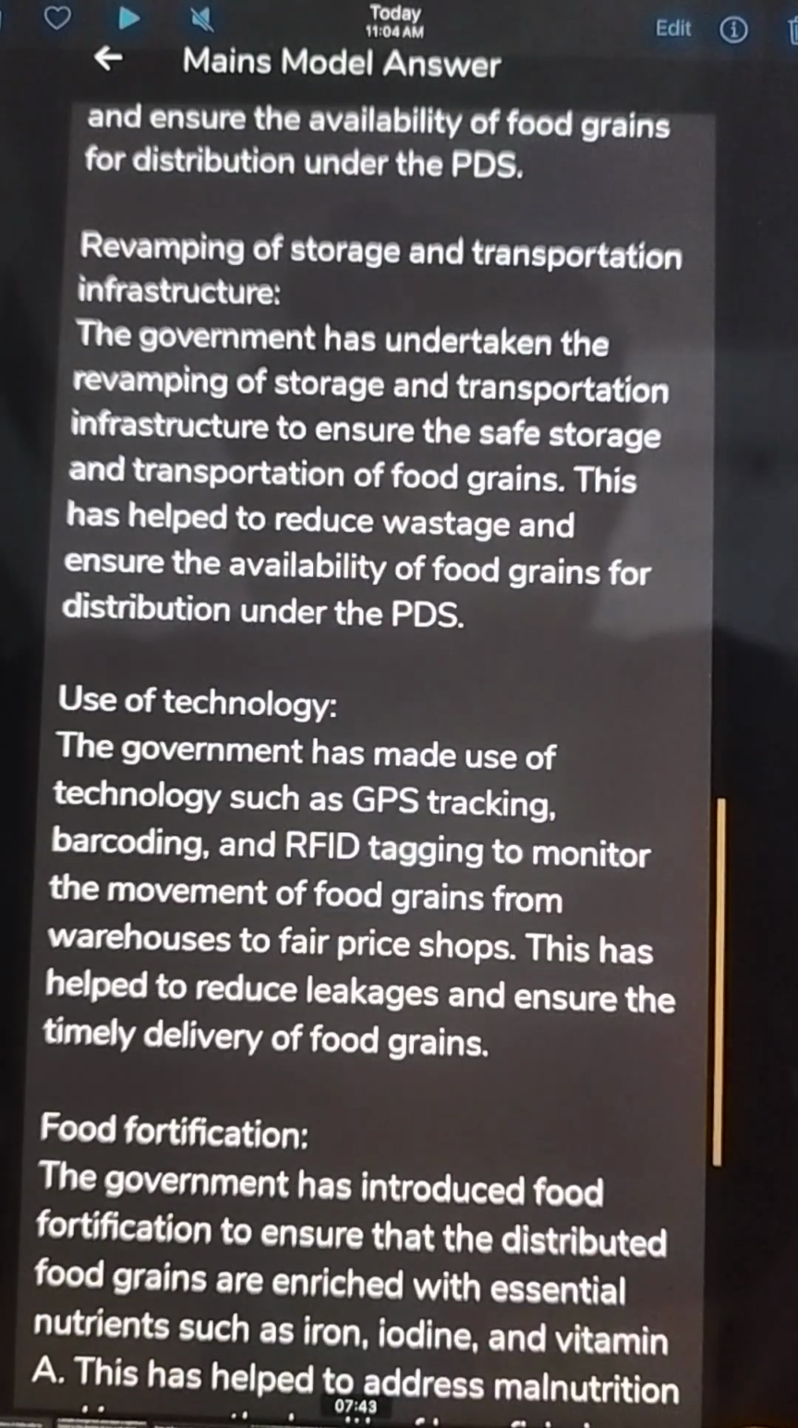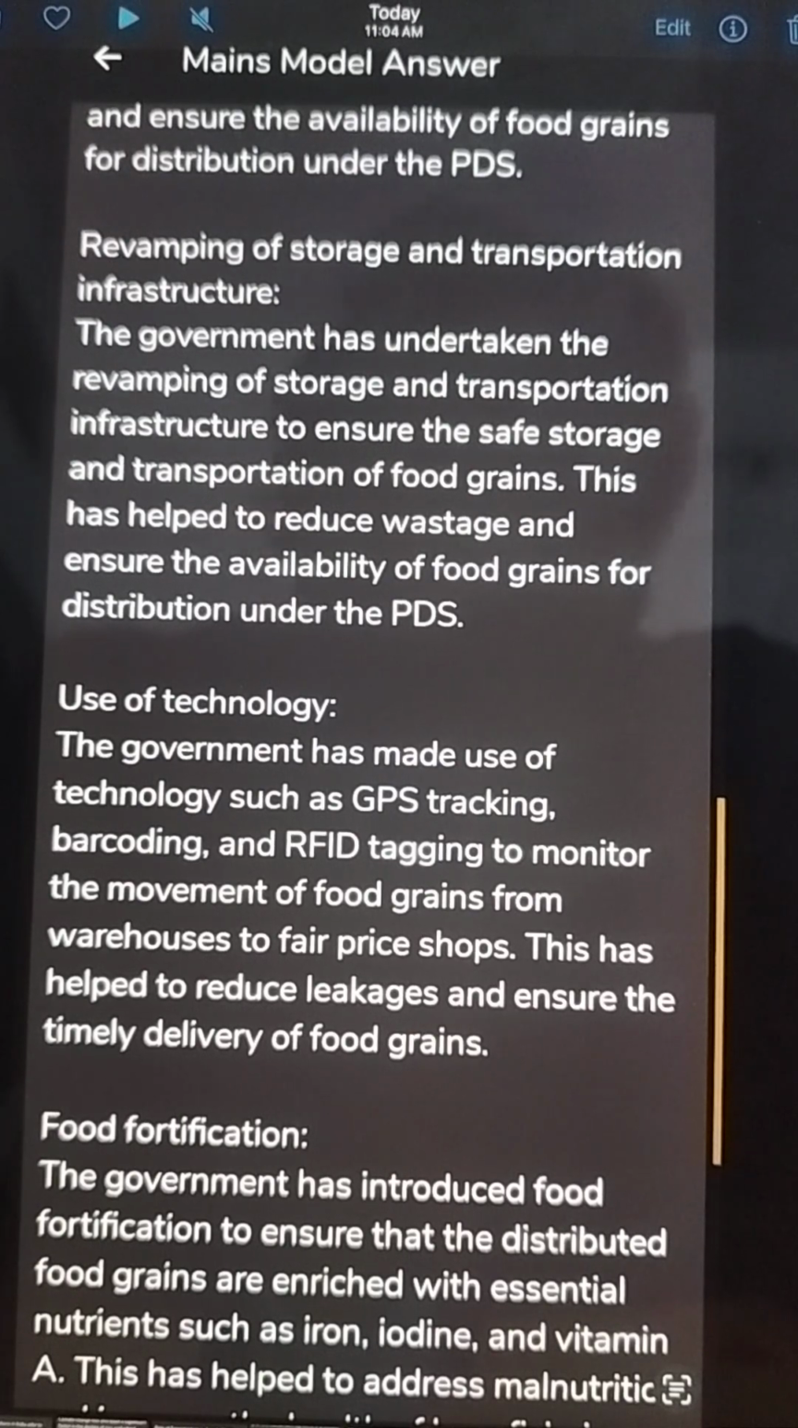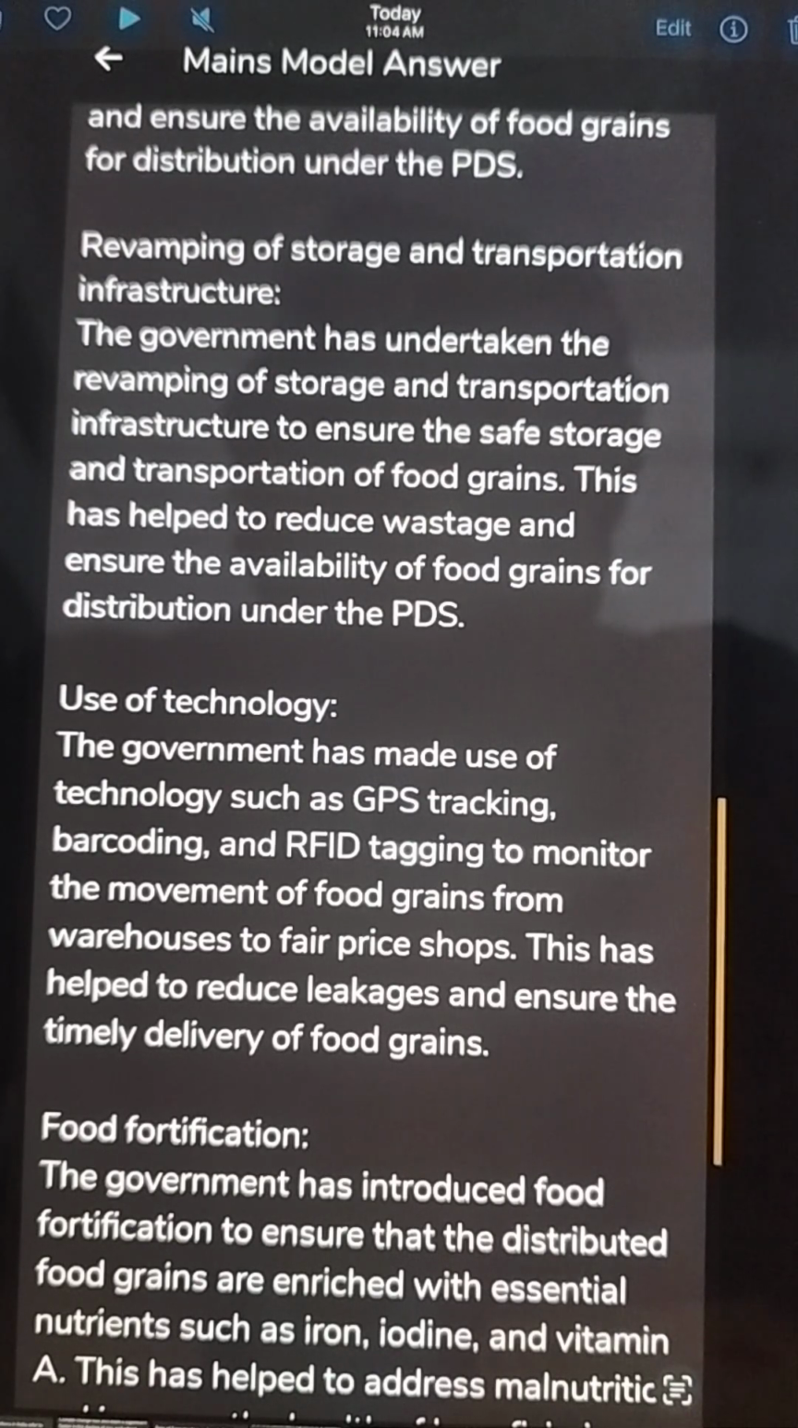Then, revamping of storage and transportation infrastructure. The government has undertaken the revamping of storage and transportation infrastructure to ensure the safe storage and transportation of food grains. This has helped to reduce wastage and ensure the availability of food grains for distribution under the PDS.